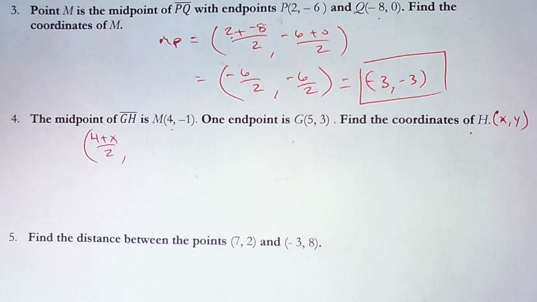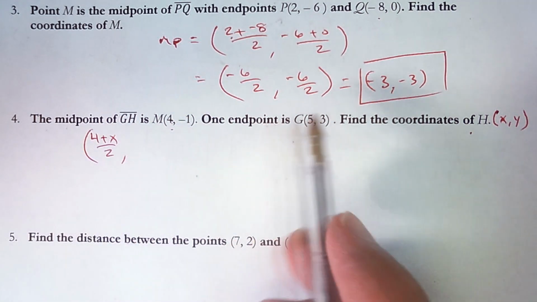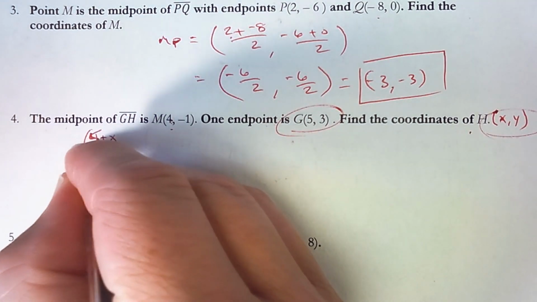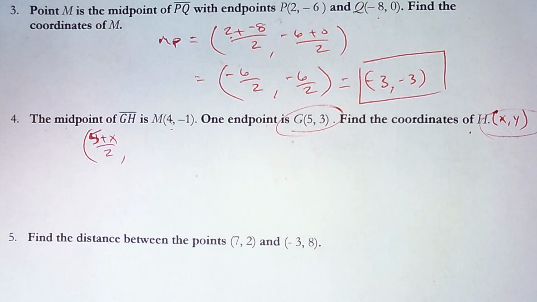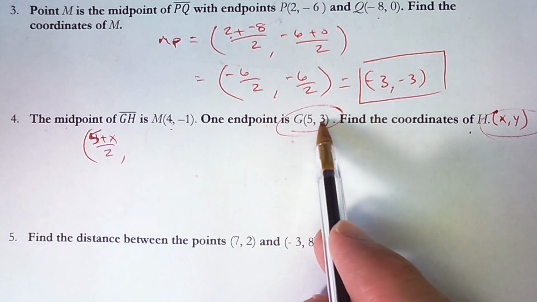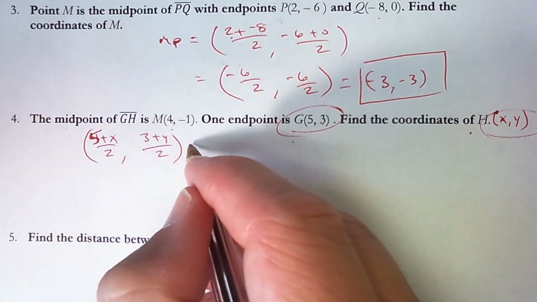Okay, I used the wrong point there. I used the midpoint. I should be using the endpoint. So I'm using these two endpoints. So that should be 5 plus x over 2. Okay, now the endpoints' y values. 3 plus y over 2.